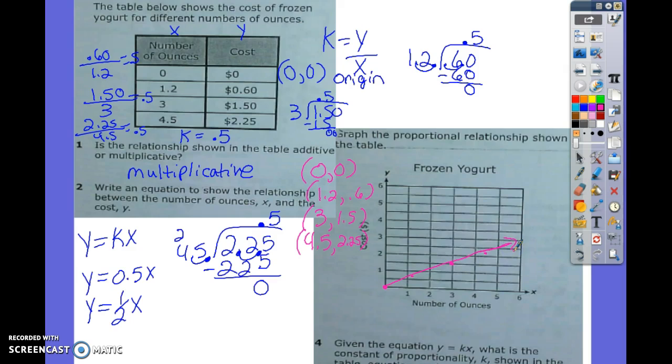Number 4 says, given the equation y equals kx, what is the constant of proportionality k shown in the table, equation, and graph above? So we know that k is decimal 0.5. We can also write k is equal to 1/2.